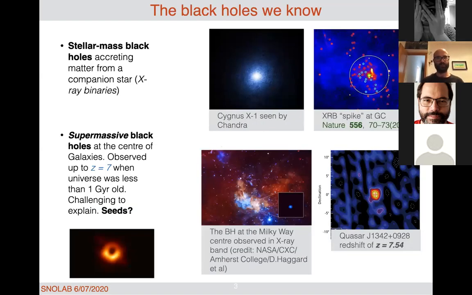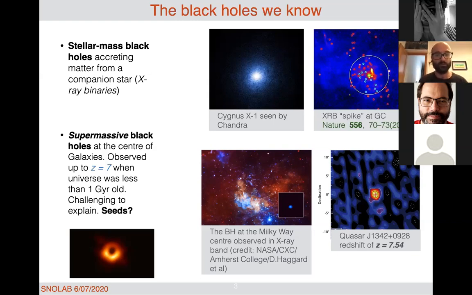So, some introduction about the black holes that I will talk about. We know the existence of astrophysical black holes, so stellar mass black holes that are a bit more massive than the sun typically, and they can be revealed, for example, when they accrete matter from a companion star. And these nice objects that you can see in the X-ray are called X-ray binaries, and those were basically the first indirect detections of black holes in the electromagnetic spectrum.